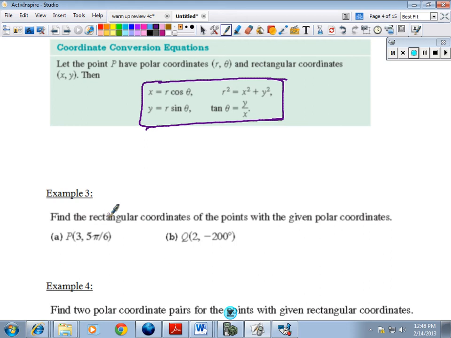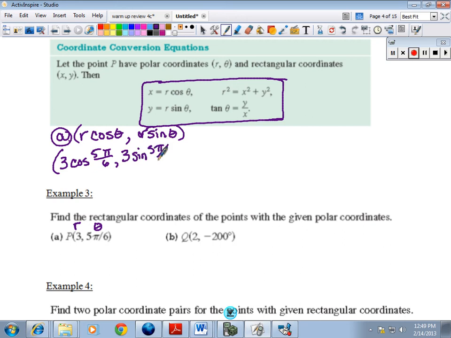I do not feel like I left myself enough room here to do this, so I'm just going to do it up here. For A, it says find the rectangular coordinates of the points with the given polar coordinates: 3, 5 pi over 6. So this is my r and this is my theta. I want x comma y, so I want r cosine of theta, comma, r sine of theta. So I'm just going to make it 3 cosine of 5 pi over 6, comma, 3 sine of 5 pi over 6.